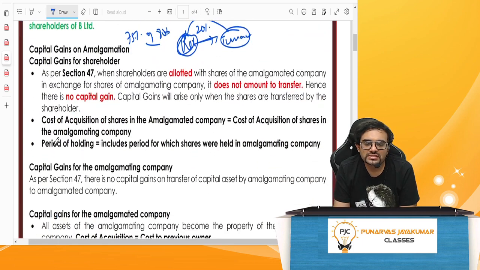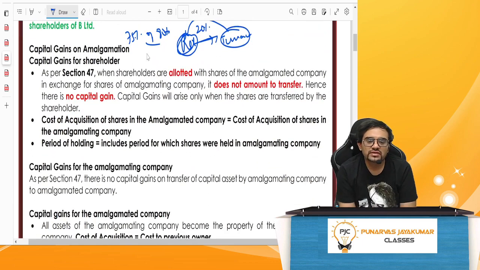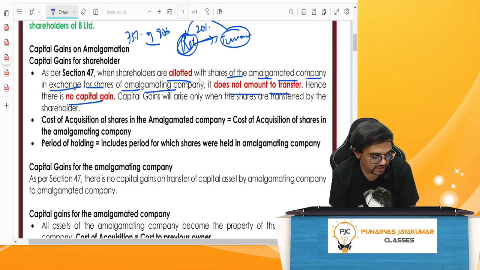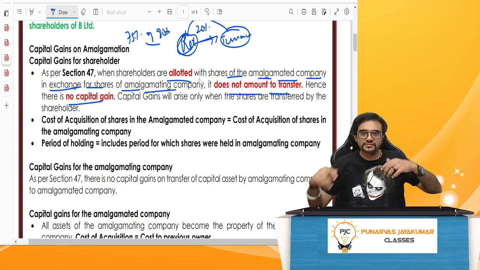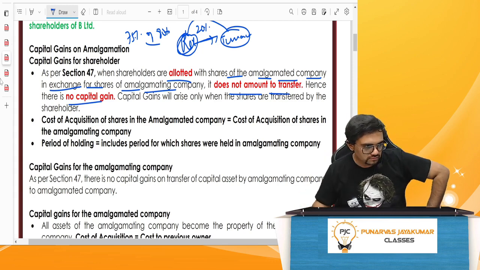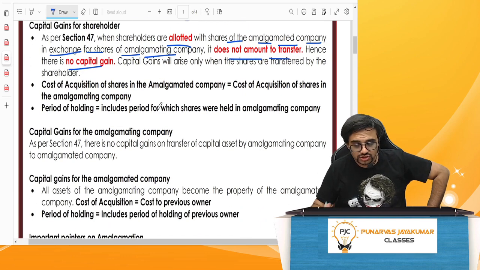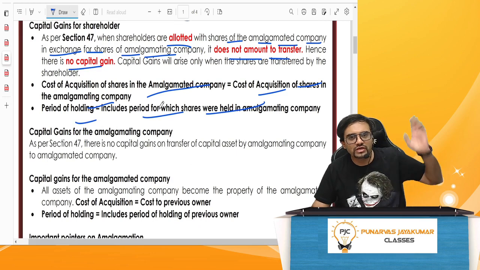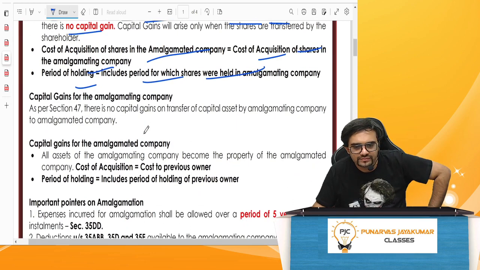Capital gain, as discussed already, guys, as per section 47, where shareholders are allotted shares of the amalgamated company in exchange for shares of the amalgamating company, it does not amount to transfer. Hence, there is no capital gain. It will arise only when they are selling the shares. We have done this in depth in capital gains. Cost of acquisition of shares in the amalgamated company is the cost of acquisition in the amalgamating company. Period of holding will be from whatever it was in the amalgamating company.